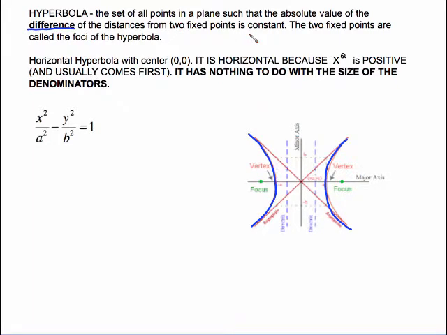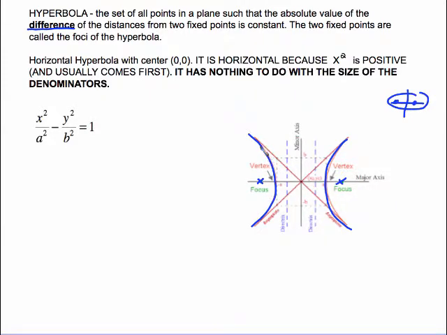Remember, the ellipse definition was such that the absolute value of the sum of the distances remains constant. So the two fixed points are called foci. Now, one major difference between the hyperbola and the ellipse is that the foci are located outside. Remember, with the ellipse, the foci were on the major axis and they were inside. The foci here are outside.